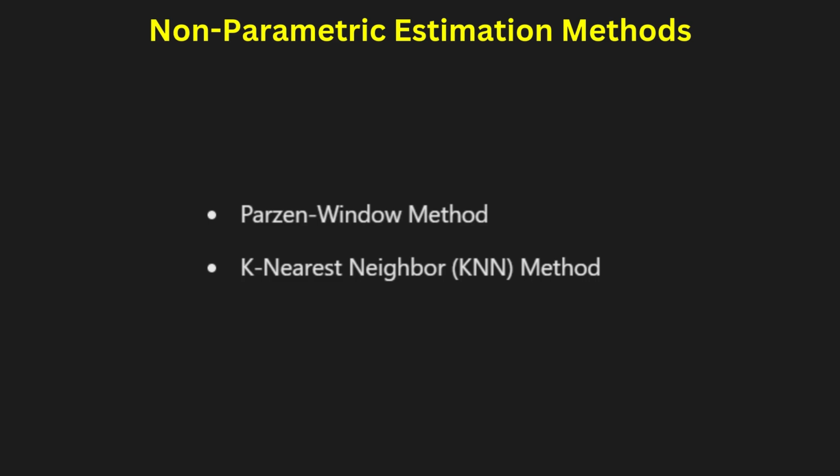So, non-parametric estimation methods. Non-parametric estimation methods do not assume any specific probability distribution for data. One of the most commonly used techniques is the Parzen window method, which estimates the probability density by placing a small window around each data point. The k-nearest neighbor method classifies a new point based on the majority class among its nearest neighbors. These methods are flexible and work well when little prior knowledge about the data distribution is available.